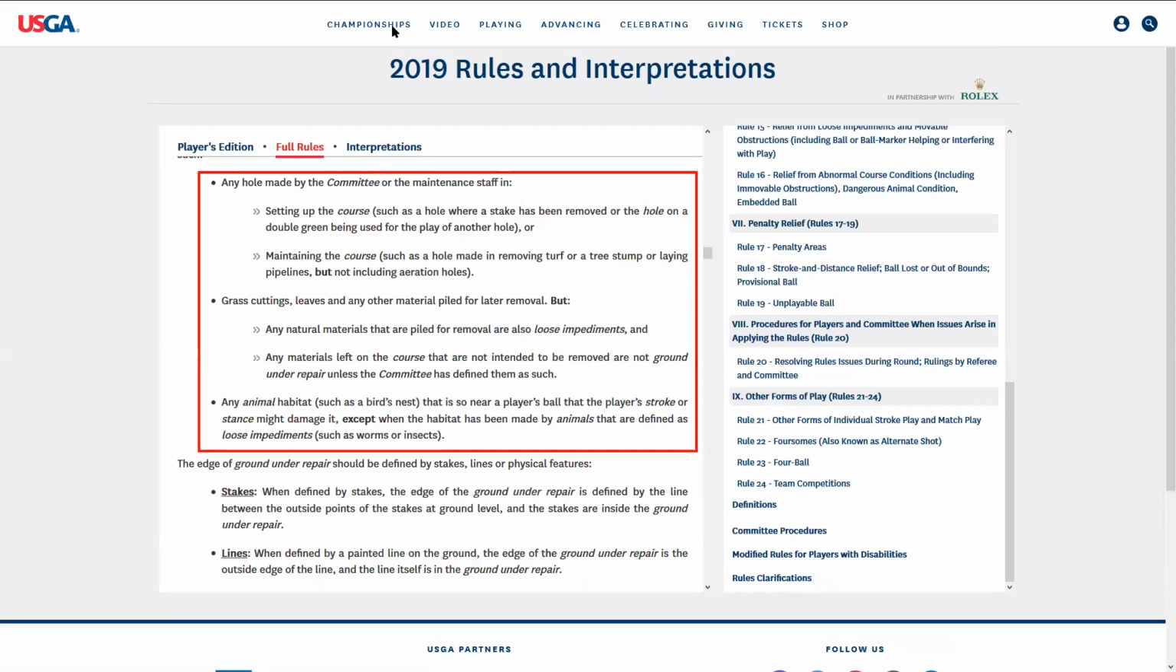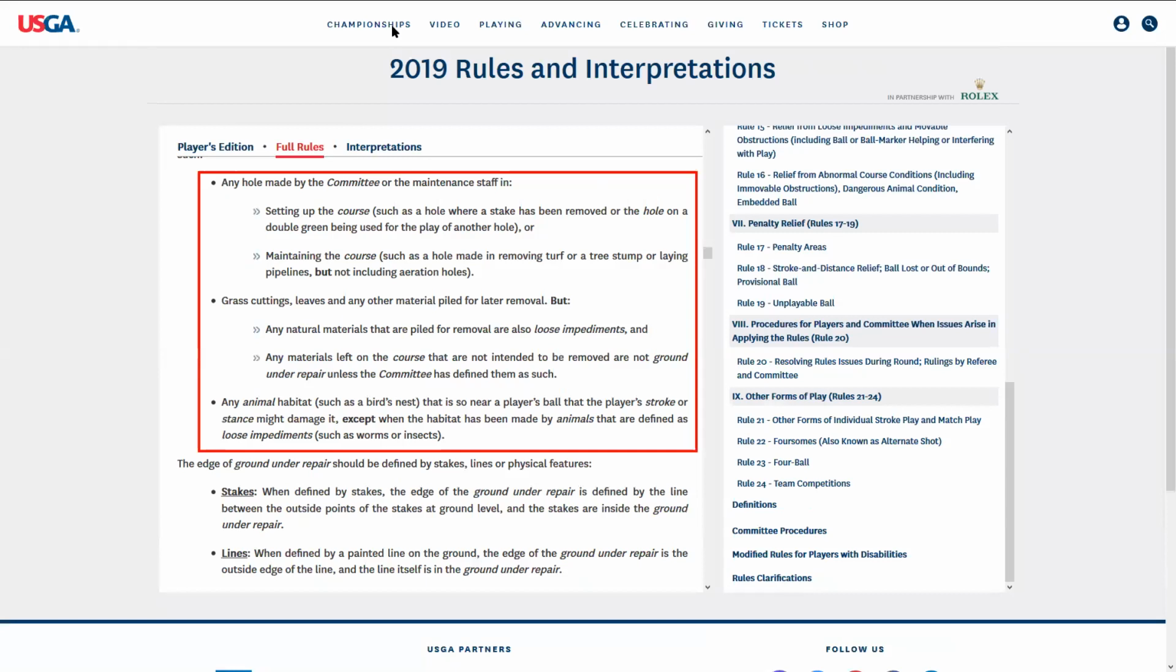So any natural material that is piled for removal is also a loose impediment, and any material left on the course that is not intended to be removed is not ground under repair unless the committee has defined it as such. There was an issue at the Masters a number of years ago. It was on the 10th hole.